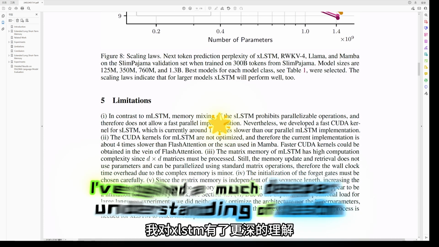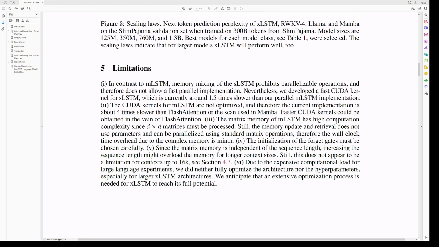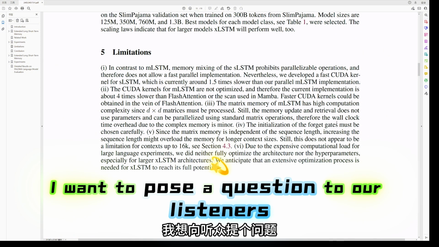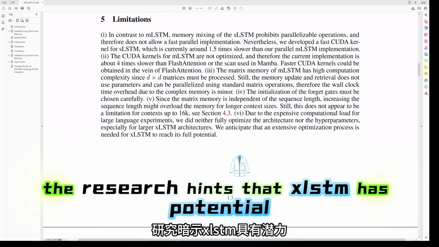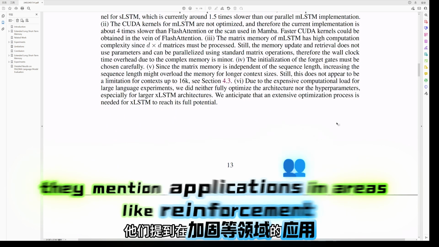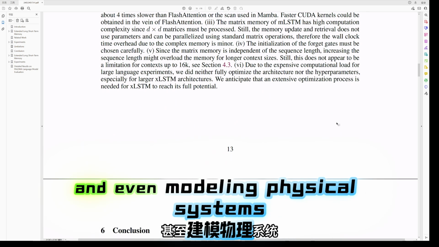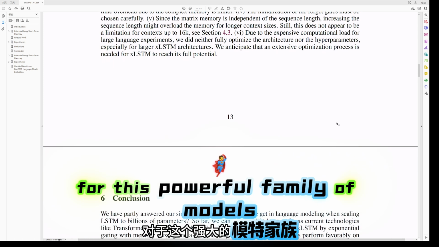Fantastic. I feel like I've gained a much deeper understanding of xLSTM, both conceptually and mathematically. Now, before we wrap up our conversation, I want to pose a question to our listeners. The research hints that xLSTM has potential beyond just language modeling. They mention applications in areas like reinforcement learning, time series prediction, and even modeling physical systems. What other possibilities do you see for this powerful family of models?